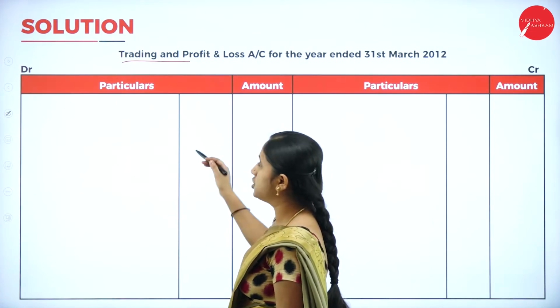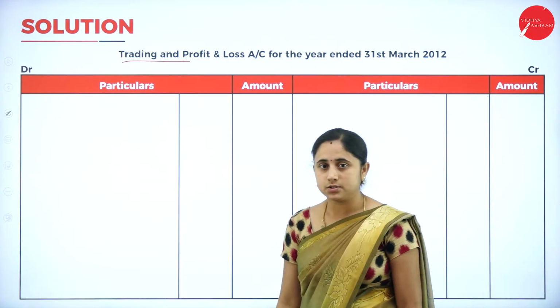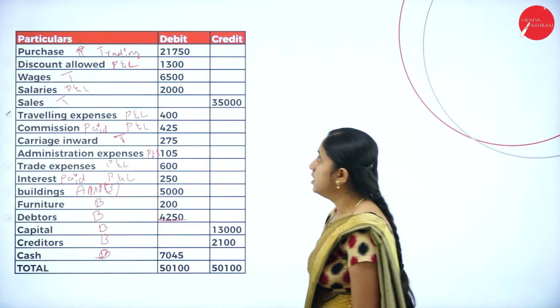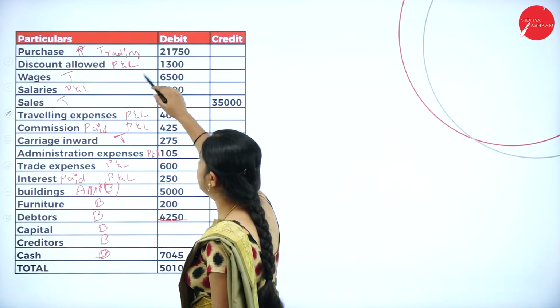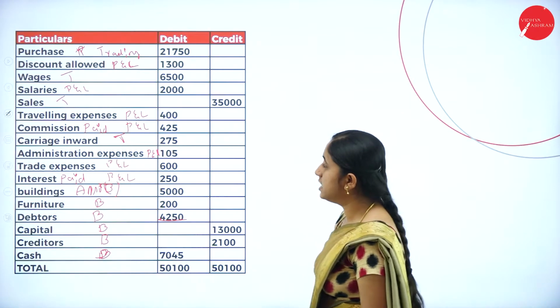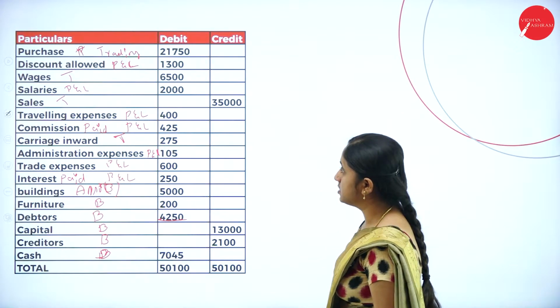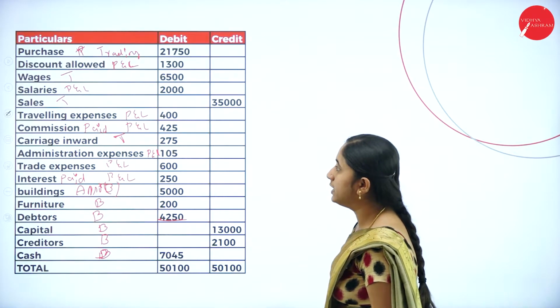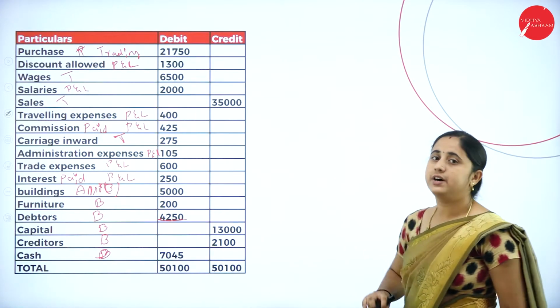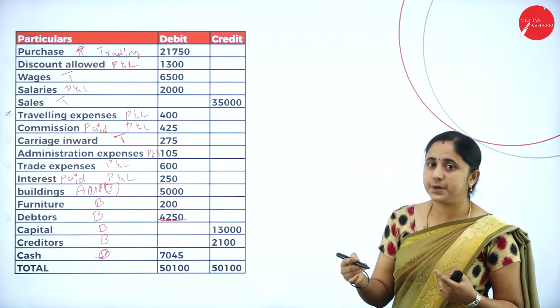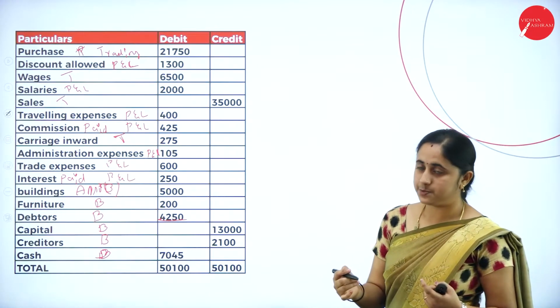For the calculation of gross profit or gross loss, you will consider all the trading activity. So find trading accounts in the trial balance. We have one trading account: purchase. Purchase is a direct expense. First, before writing purchase, we need to write opening stock. In the pro forma, first we write opening stock, then purchase less purchase return, then direct expenses.